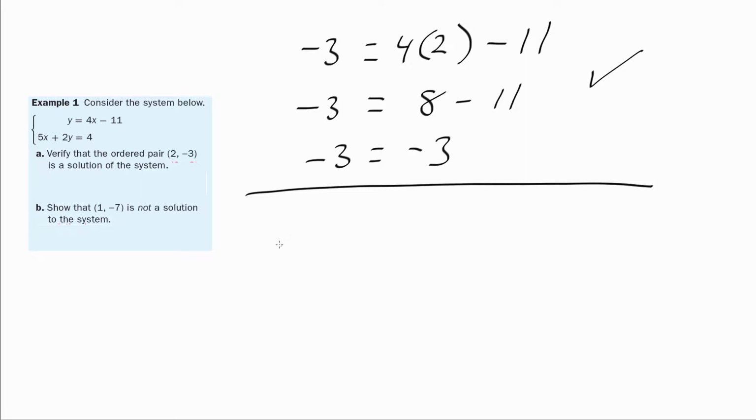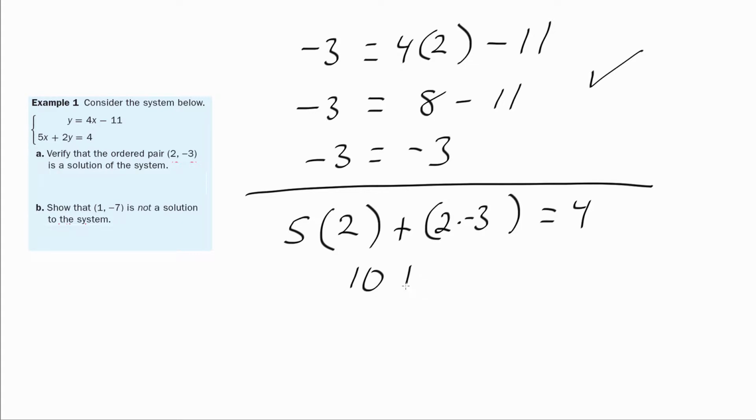Now for our second problem, 5 times 2 plus 2 times a negative 3 equals 4. So that's 10 plus a negative 6 equals 4, and 4 equals 4. It checks. We have verified that it is a solution to the system of equations.